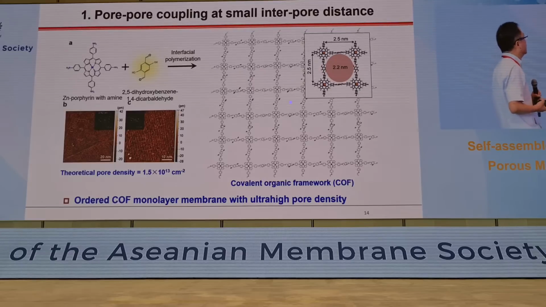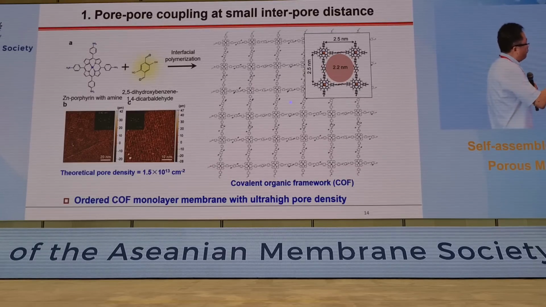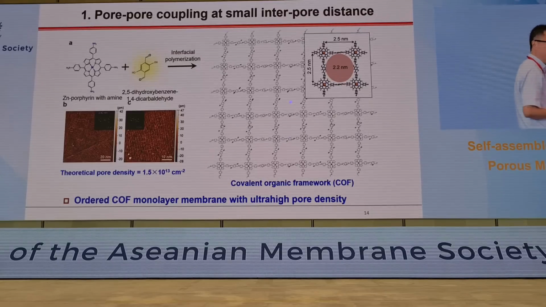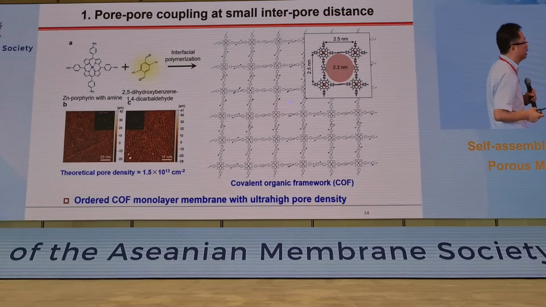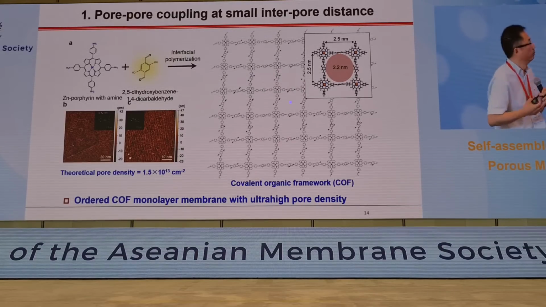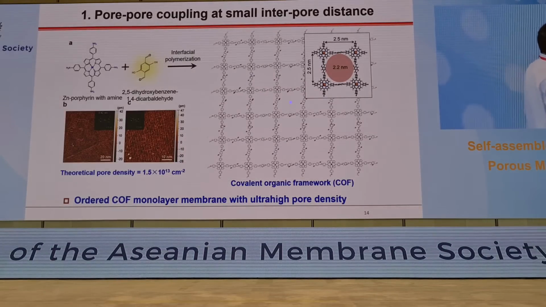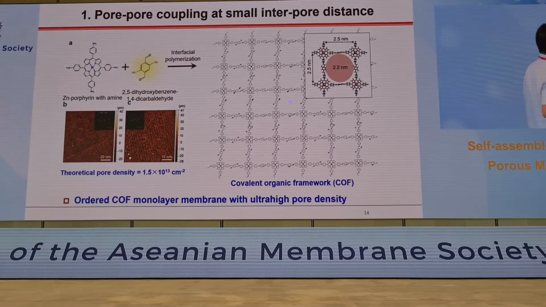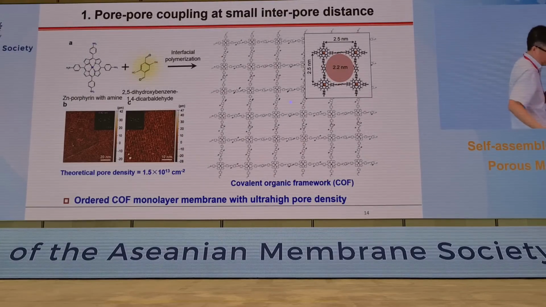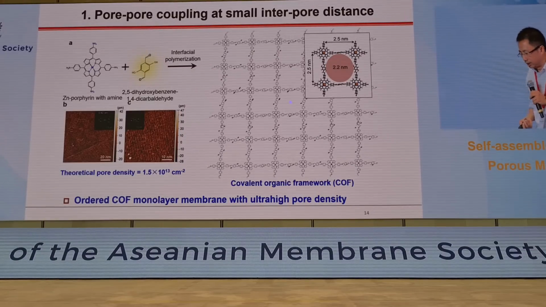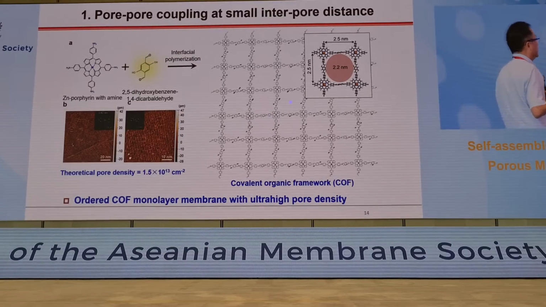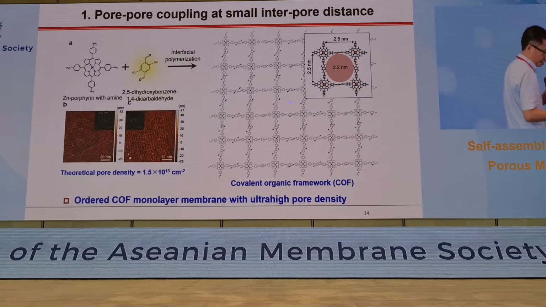So to test this hypothesis, we fabricated the porous so-called covalent organic framework monolayer membranes. We found that these covalent membranes have the highest pore density, reaching 10^13 per square centimeter. And this higher pore density actually comes from the short interpore distance.